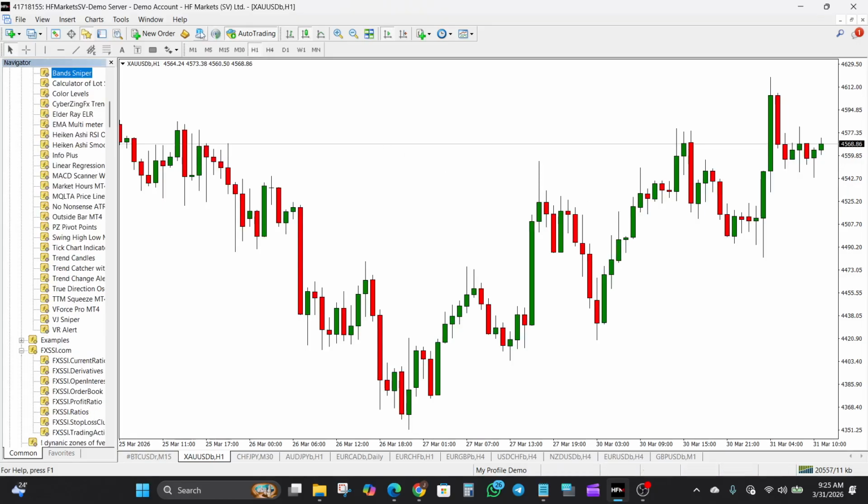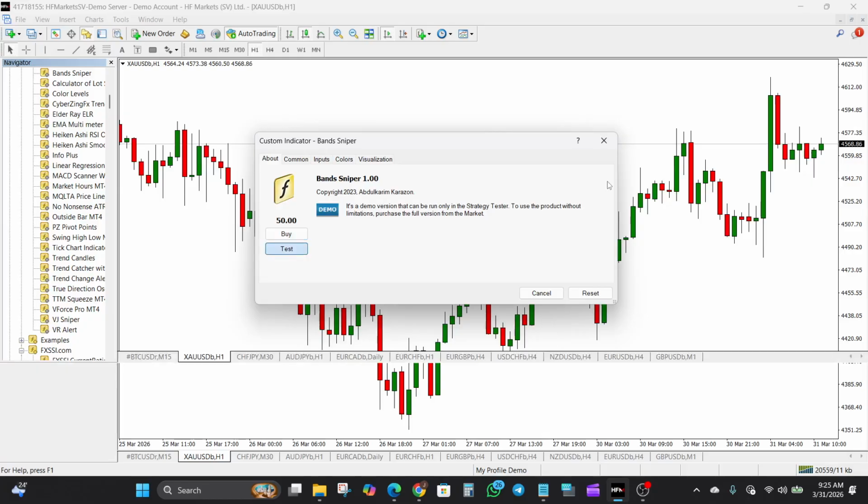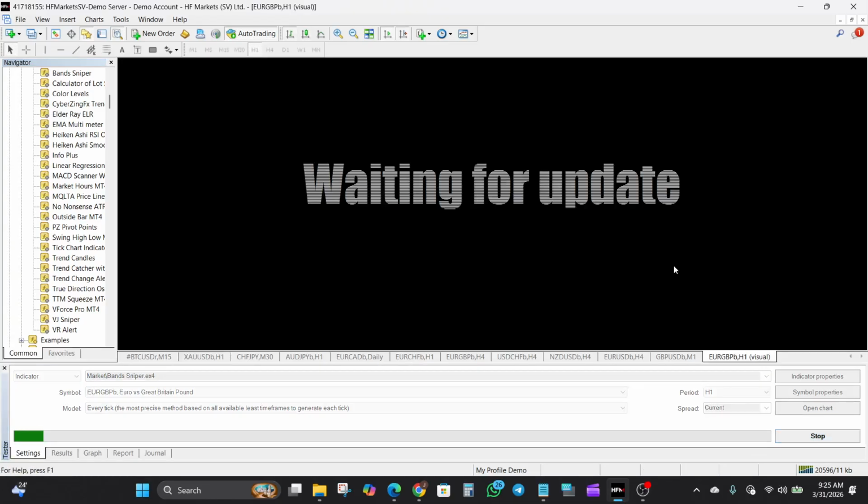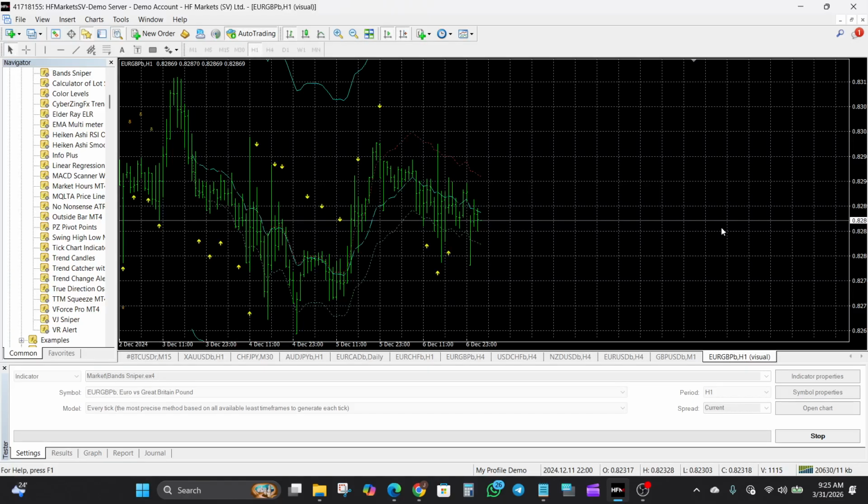So yeah, the indicator has been added to our navigator. Just drag and drop and click on test if you want to test out the indicator yourself, obviously. Okay, so now we're just going to click on start. All right, let us analyze the indicator using our strategy tester. So this is how the indicator looks.